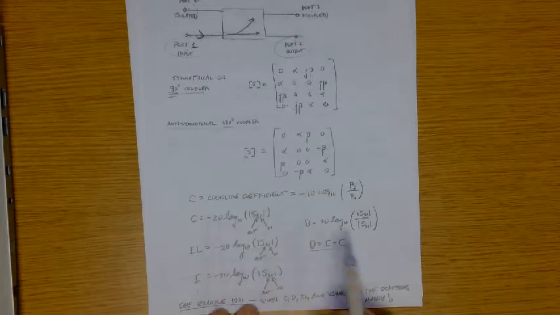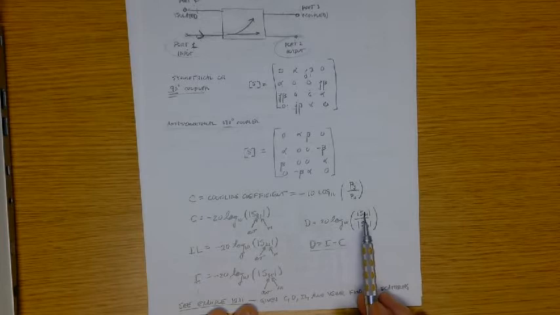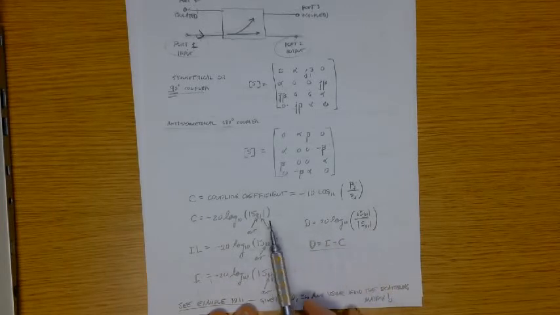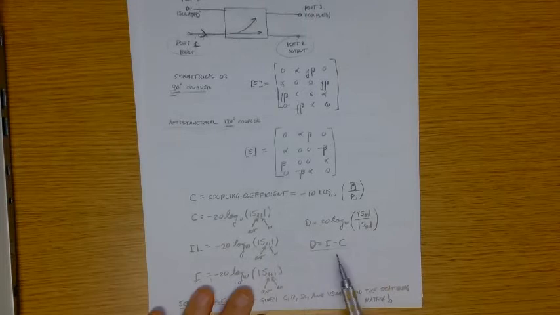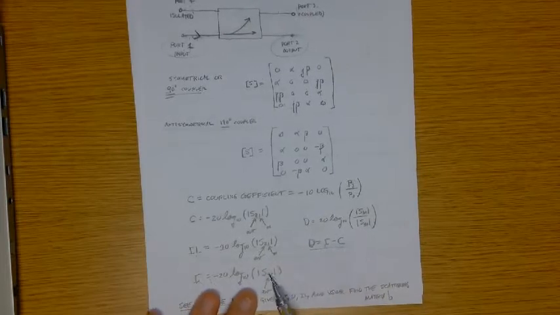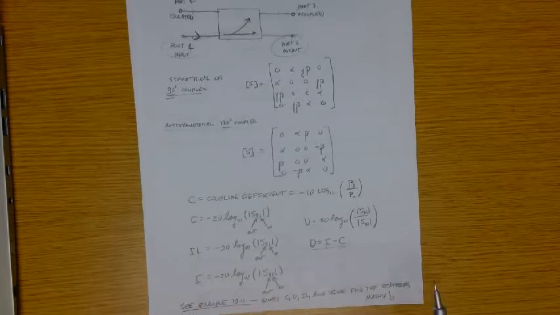And so if you look at this, directivity is just the isolation minus the coupling by definition. Log of A over B is log of A minus log of B. So log of A is the isolation. Log of B in this case would be the coupling. So when you flip it around, it would be isolation minus coupling.